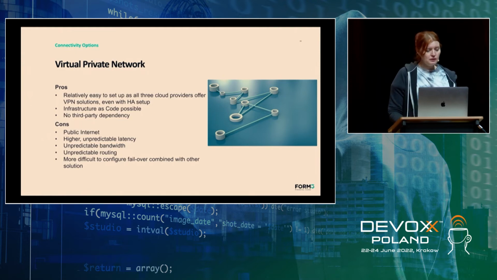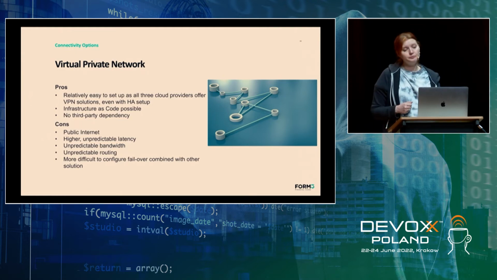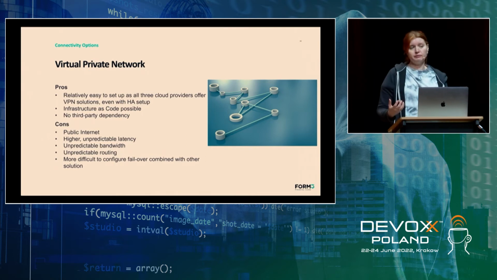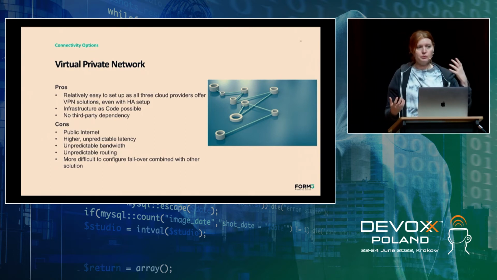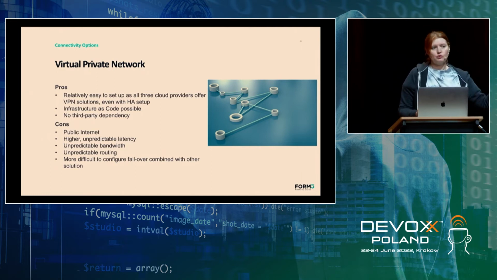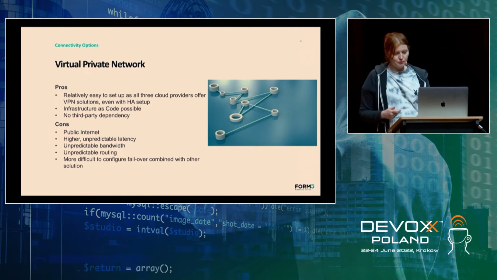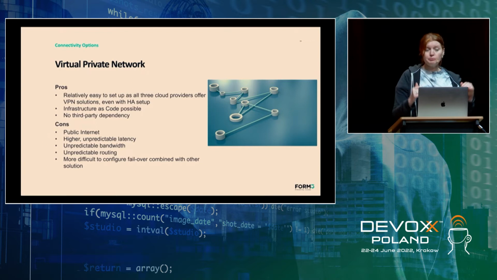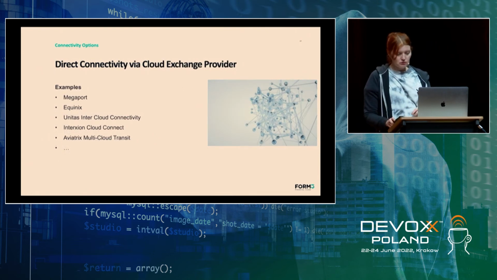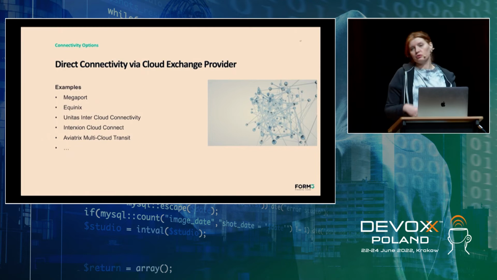On the pro side, it's relatively easy to set up. With Terraform, it would take me like 2-3 hours plus provisioning. It may take over 30 minutes on Azure. That's the slowest cloud for me. But the big pro is that infrastructure as code is possible. So we can Terraform everything, with no third-party dependency. That's a big plus as well. In case of direct, I can tell you that was not the option we went for.